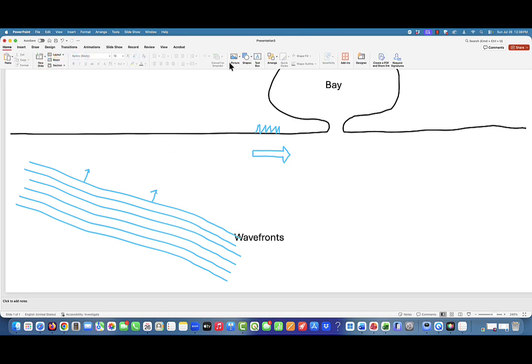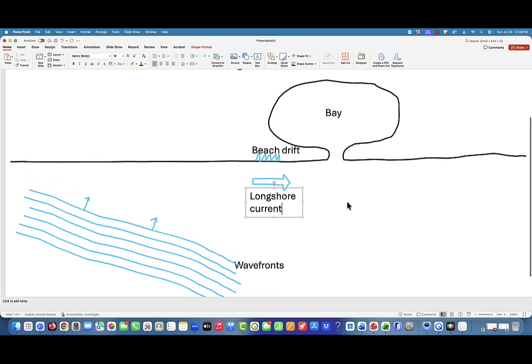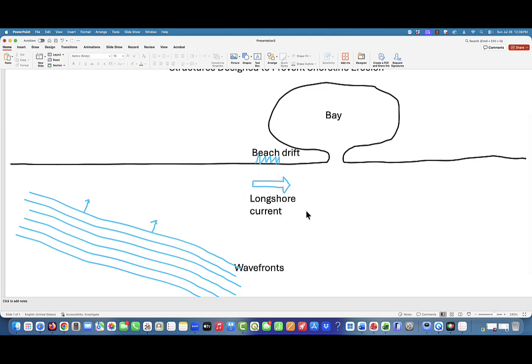So I'm going to label these as well. And this one is longshore current. Okay, so now I have a bay, I have longshore current, beach drift, everything's moving from left to right across this beach.